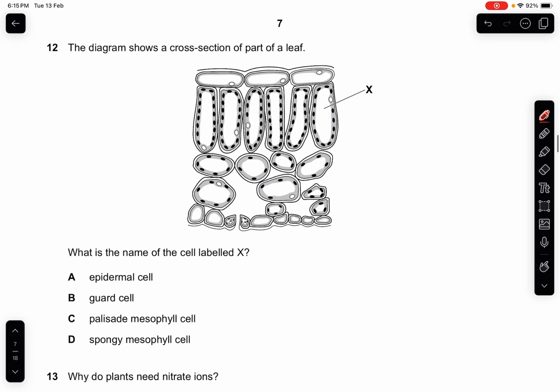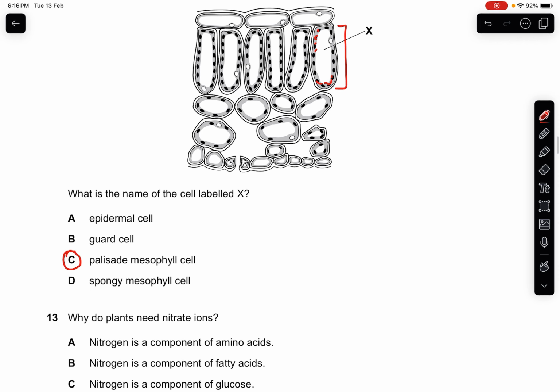Question 12. The diagram shows a cross-section of part of a leaf. What is the name of the cell labeled X? So this is the very large cell, I would describe it as. And you can see there are a lot of chloroplasts in the cytoplasm, which shows that this is a palisade mesophyll cell.